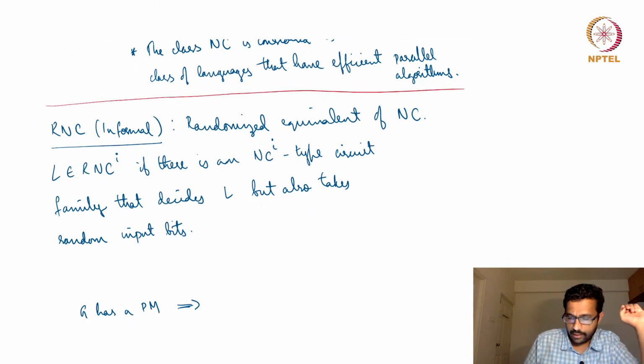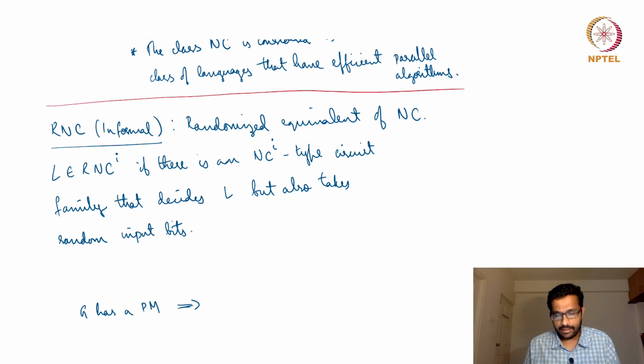So the class randomized NC, sometimes referred to as RNC, is the same as NC in the sense of size and polylog depth, etc. But it also allows some random input bits. So there are random input bits in addition to the actual input. So that is RNC. It's exactly like NC, but there is scope for random inputs as well.